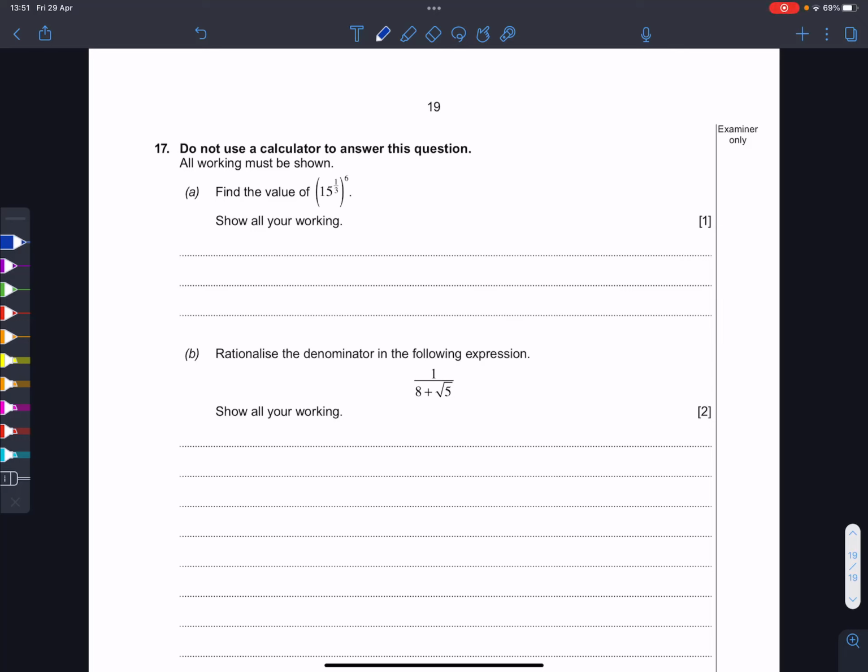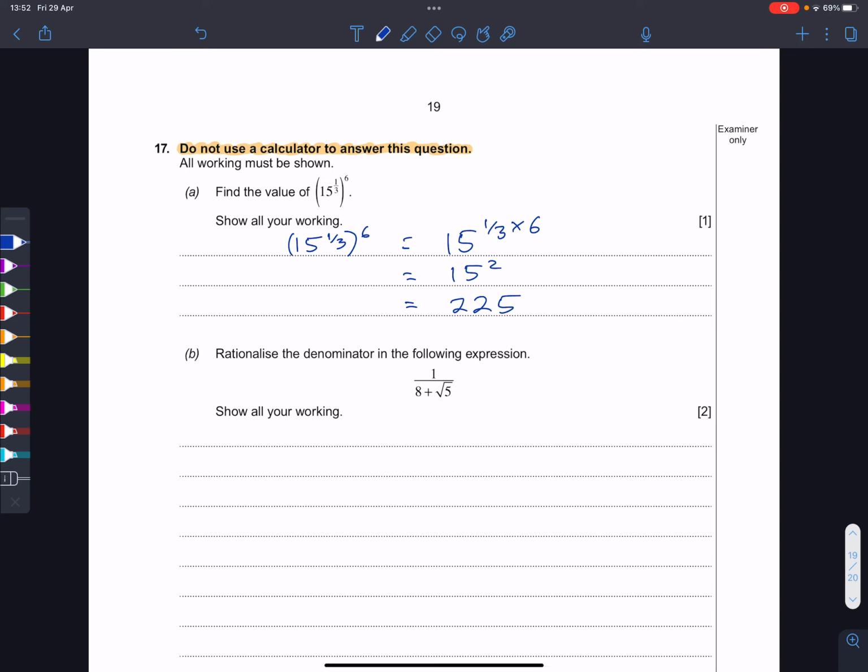Okay, final question. Key point here, look, do not use a calculator to answer this question. So we have to show everything that we're doing. So, 15 to the 1/3 to the power of 6. When we have a power of 15 raised to another power, we can multiply those together. So 15 to the 1/3 times 6, which is 15 squared, which is 225.